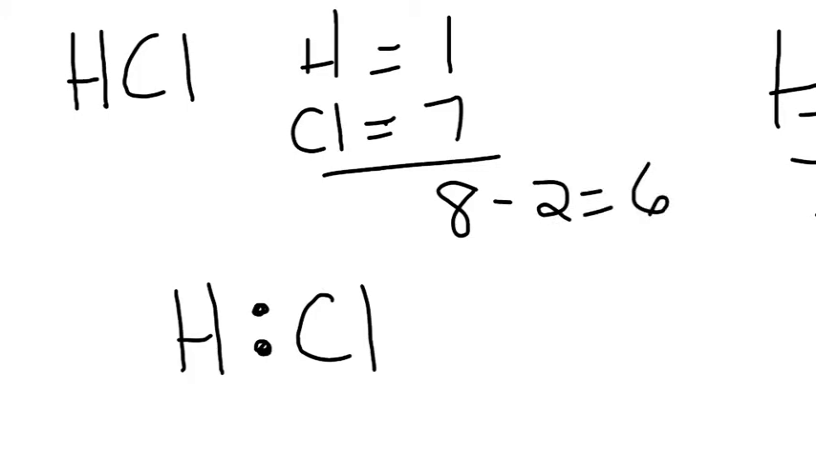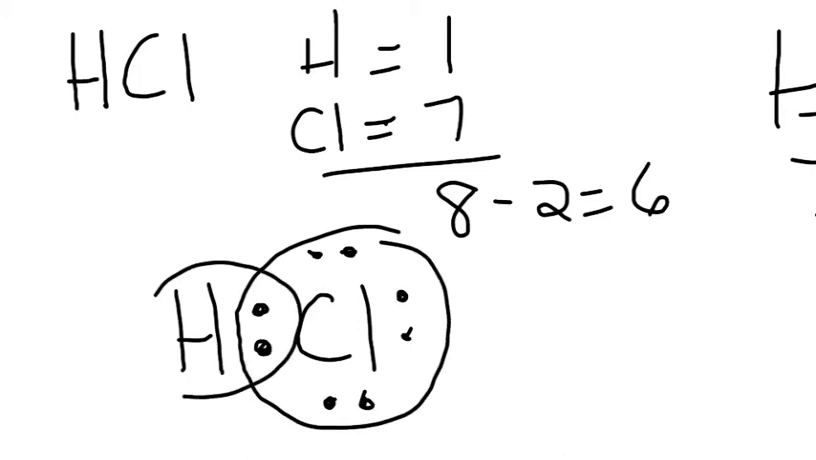The remaining 6 I'm going to distribute to the chlorine because chlorine needs access to a full octet. Remember, hydrogen only needs access to a duet. Simple and done. I've used all 8 electrons, and chlorine has an octet, hydrogen has a duet.